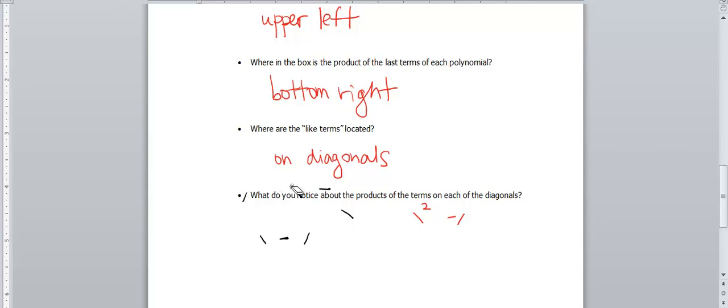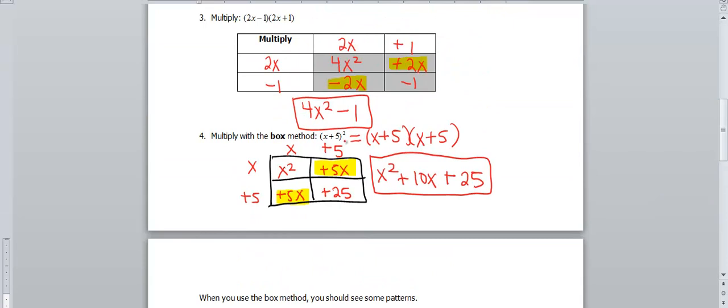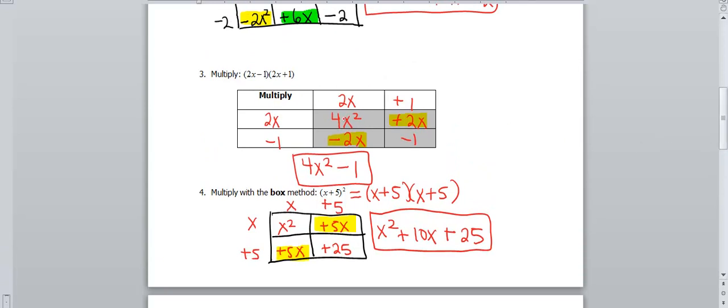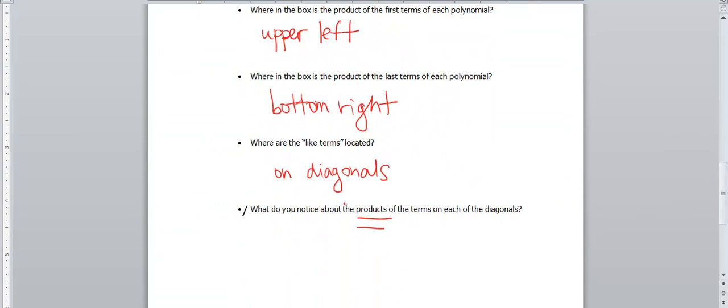And the last one here says, what do you notice about the products of the terms on each of the diagonals? So the keyword to this one is products. So that means if we multiply our diagonals, what do we get? If I multiply an x squared by a 25, I get a 25x squared. If I multiply a 5x by a 5x, I get a 25x squared. If I multiply 4x squared by negative 1, I get negative 4x squared. If I multiply negative 2x by positive 2x, I get a negative 4x squared. So the products of your diagonals are exactly the same. They have the same coefficient and they have the same degree.